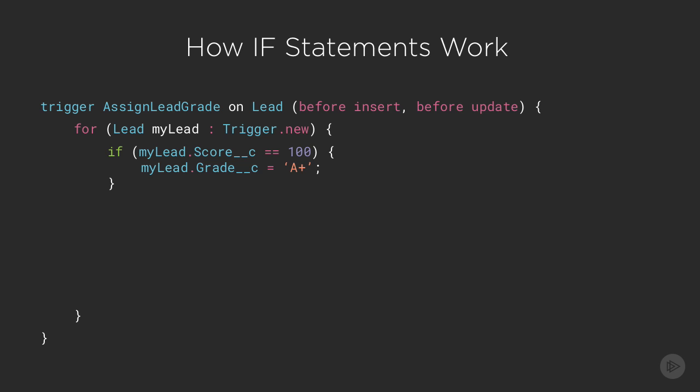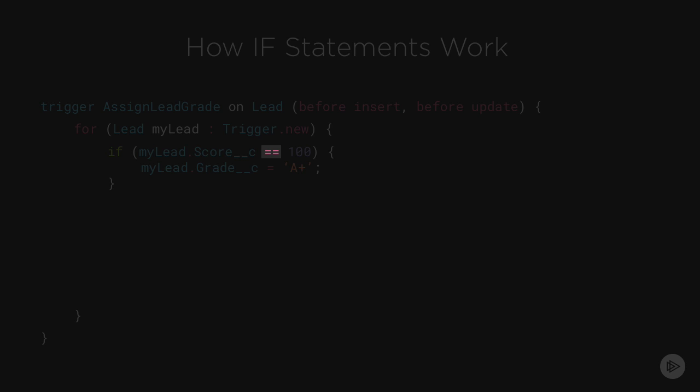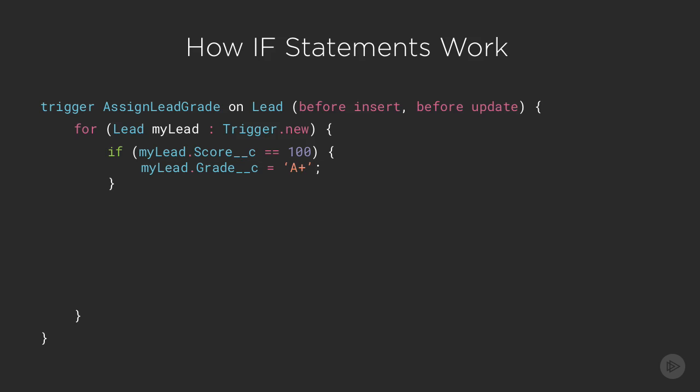Code inside the if statement's brackets will only run if the comparison is true. So, if this lead's score is equal to 100, we assign an A+ to the custom grade field. Notice how in the comparison we use a double equal sign, and in the assignment we use a single equal sign. Beginners often mix these two up.